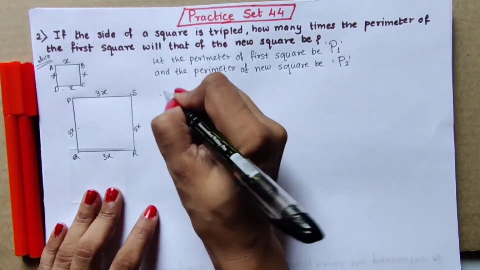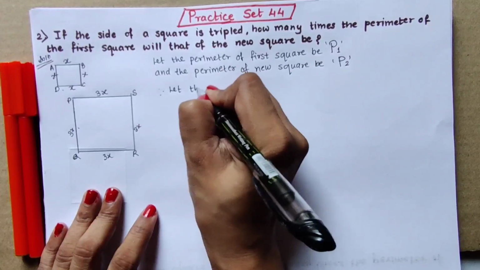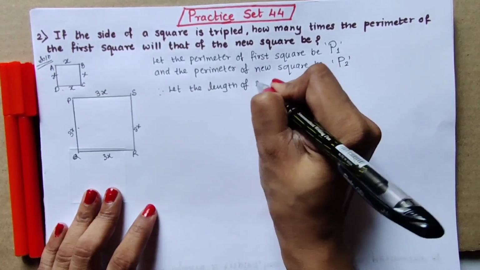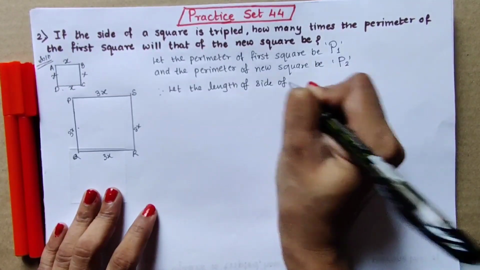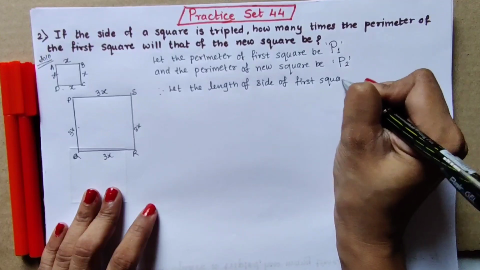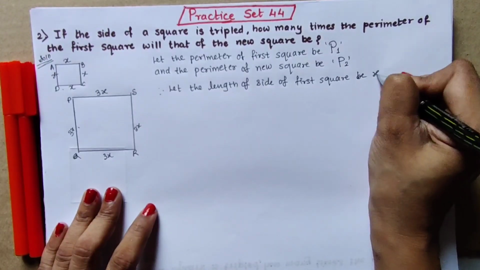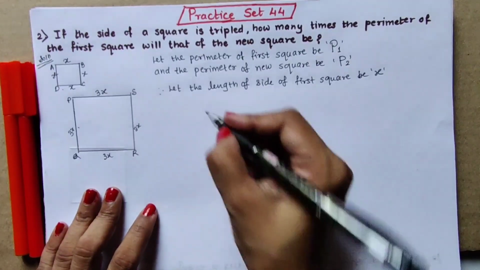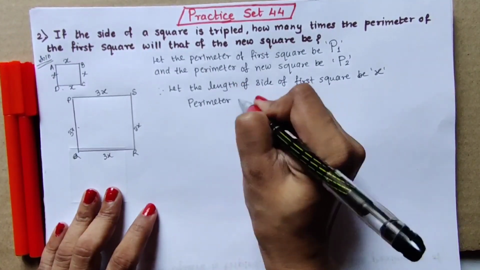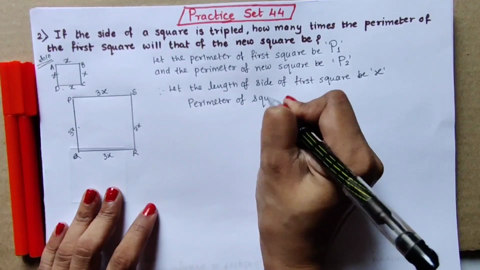So we write, let the length of side of first square be x. Okay, length we have taken x, and therefore perimeter of square formula we will be using. What is perimeter of square formula?